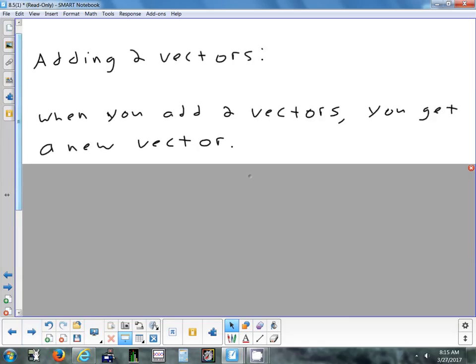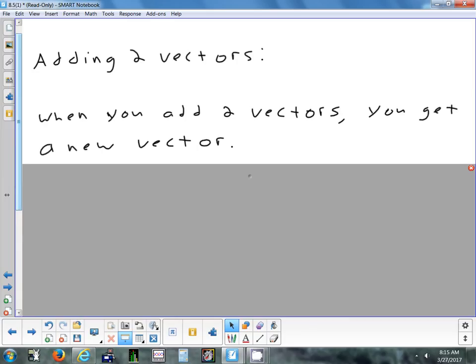All right, so one thing this week we want to try to make sure we understand is what happens when we take vectors and combine them different ways. What do you get when you do that? So the first one we're going to look at is adding. If you add two vectors together, you get a new vector.